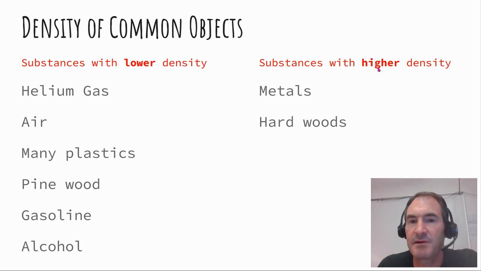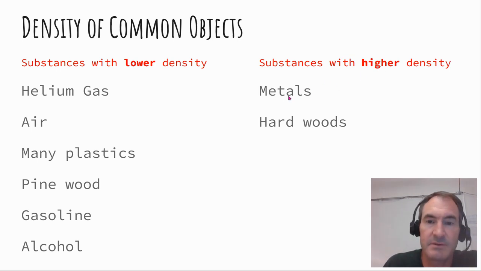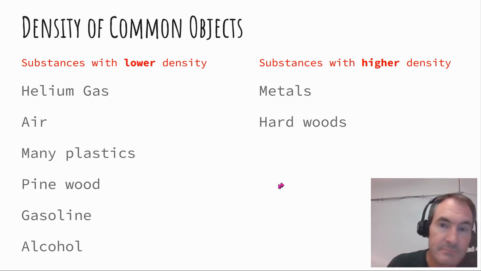So, what things have higher densities? As you probably know, metals, harder woods like oak, beech wood. Those are all harder materials, so they have more matter per volume than these do, and so they're going to be a higher density.